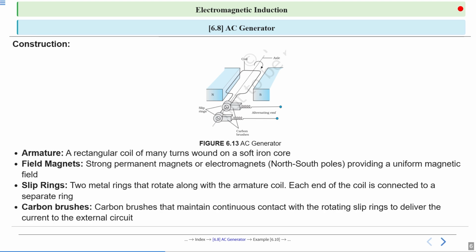Carbon brushes. Carbon brushes maintain continuous contact with the rotating slip rings. So they are pressed against the slip rings. They are in continuous contact with the rotating slip rings to deliver the current to the external circuit. So to operate the external component, we are using carbon brushes.